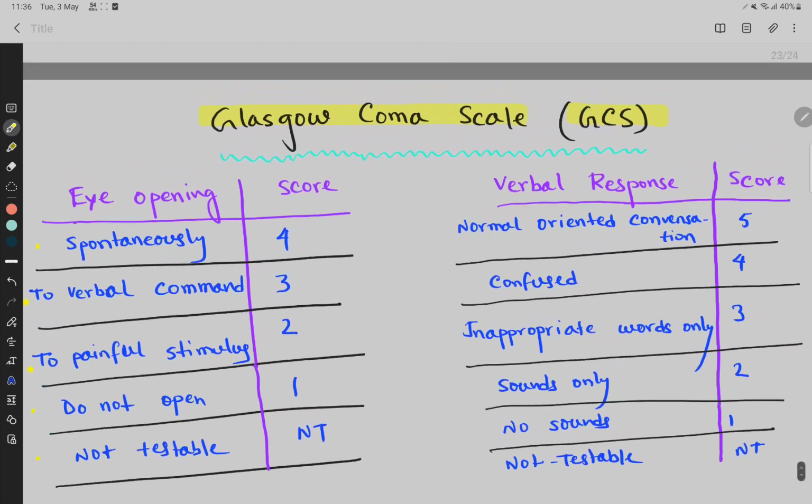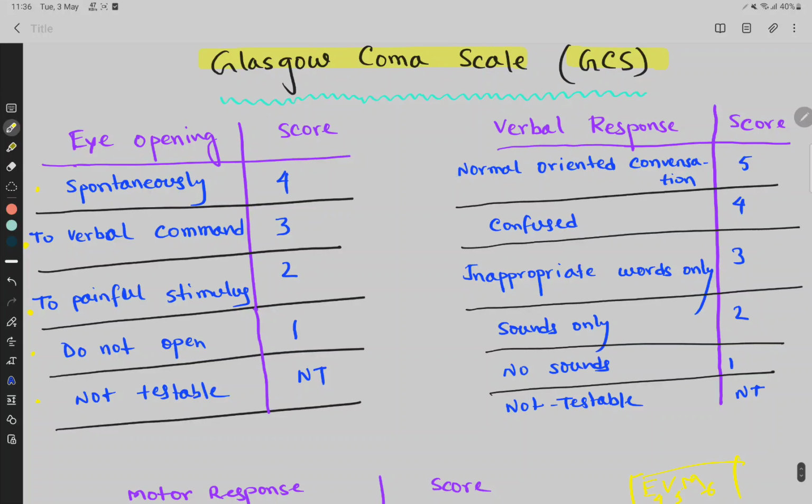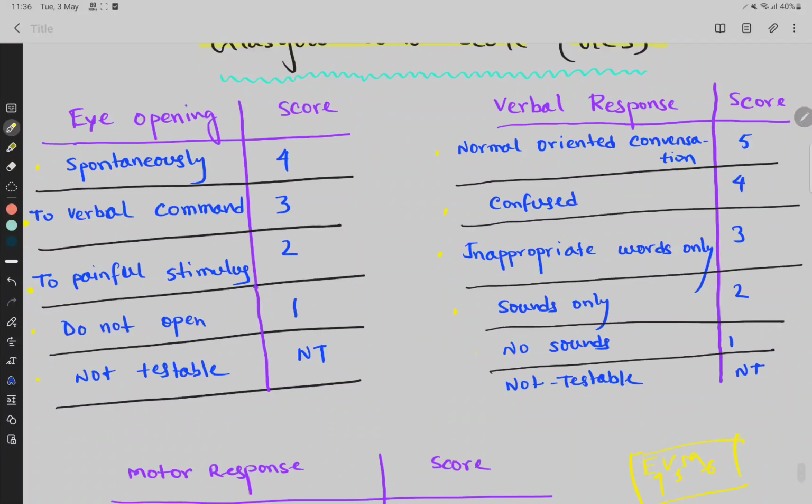Then verbal response. If the patient's conversation is normal, oriented conversation, that score is 5. If he or she is confused, then 4, inappropriate words only 3, sounds only 2, and no sounds 1, and if not testable, that is called empty. Whether any endotracheal tube is inserted, then the verbal response cannot be calculated, that is called empty or not testable.